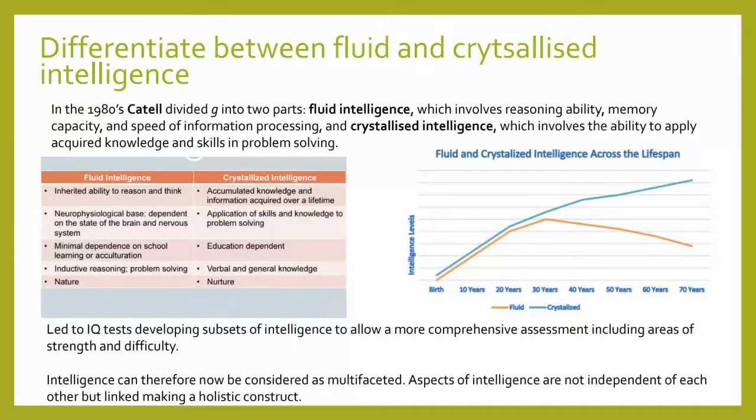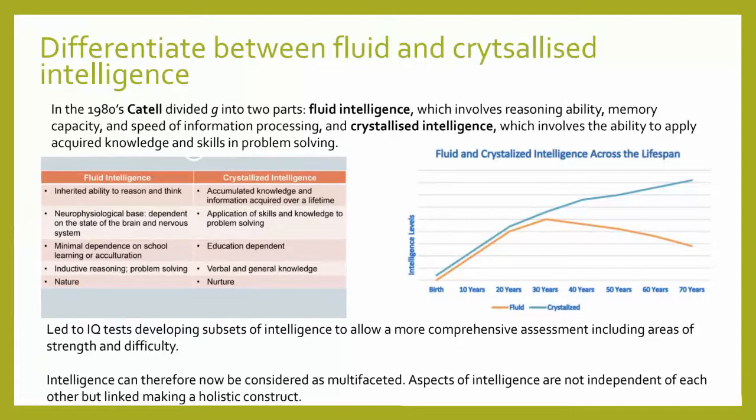And he divided G into 2 different parts. And if we think about our own intelligence, we can see this. This makes sense to us. He said there's a fluid intelligence, which involves reasoning ability, memory capacity, and speed of information processing. And then he said there's a crystallized intelligence, which involves the ability to apply what we know, our knowledge and skills, to solving problems. So I put a table there which can help show the difference, as well as a graph.